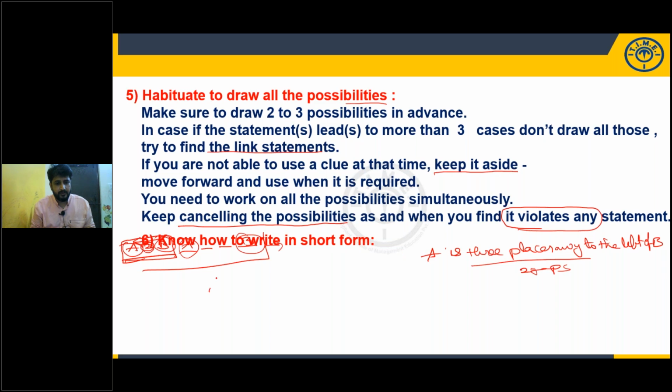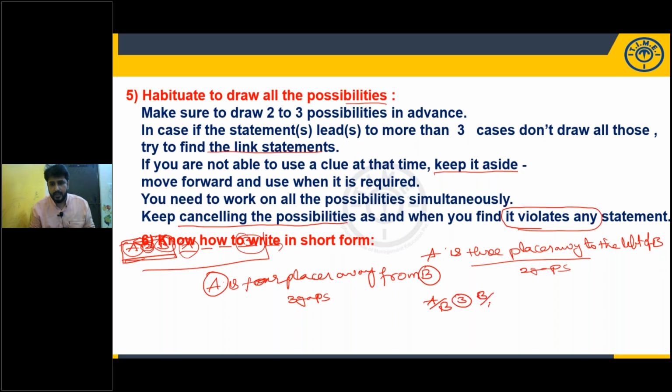Okay. And it is given A is 4 places away from B in the linear arrangement. 4 places away is nothing but there should be 3 gaps. But it is not given whether A is to the left of B or A is to the right of B. So we have to consider both the cases. So A or B, 3 gaps, B or A. So write it in the short form and keep it aside if it is not required at that time. If it is required, draw the possibilities, place them in the arrangement. If it is not required, keep it aside.